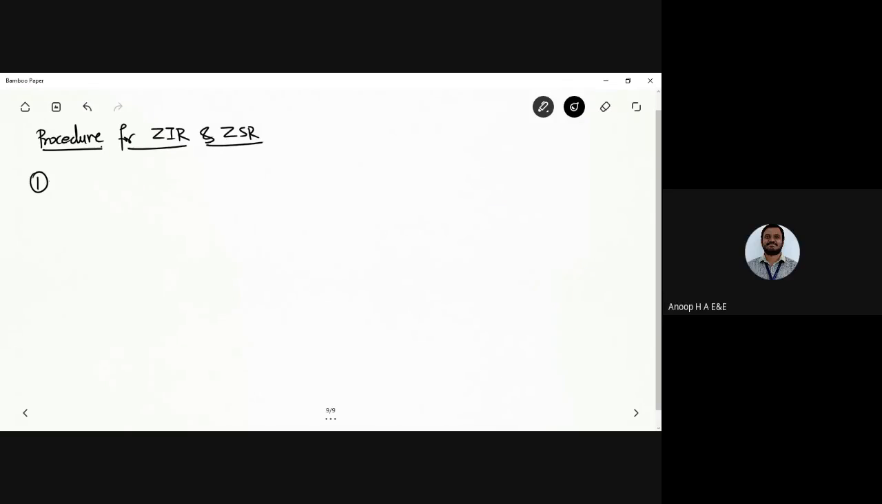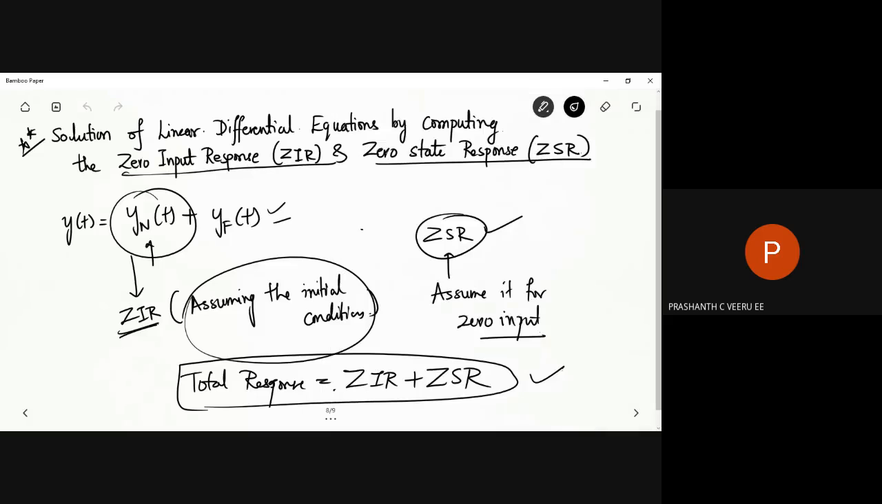Excuse me, sir. Sir, can you explain the difference between both the states, that is, zero input and zero state response? Yes. So see here, yn of t. How are you calculating yn of t? Prashant, can you just tell me how you are calculating yn of t? Sir, assuming the initial conditions, sir.